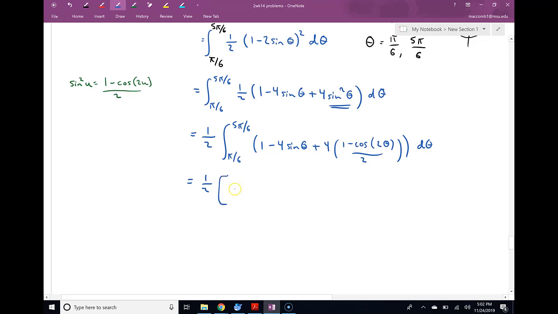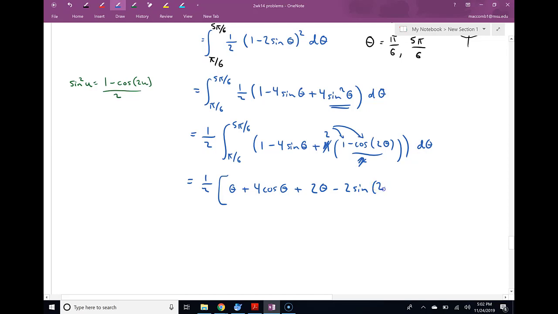So when I integrate 1, I'm going to have theta. Again, I'm taking the antiderivative with respect to theta. When I integrate negative 4 sine, I believe this is going to become positive 4 cosine. Double check, if I take the derivative, I should get back to where I started. And there's going to be a little bit of cancellation here. So this 4 and this 2, I could just make this 2 and distribute this to each piece. And so when I integrate 2, I'm going to get 2 theta. And when I integrate 2 cosine, there's a negative here, I'm going to get 2 sine.